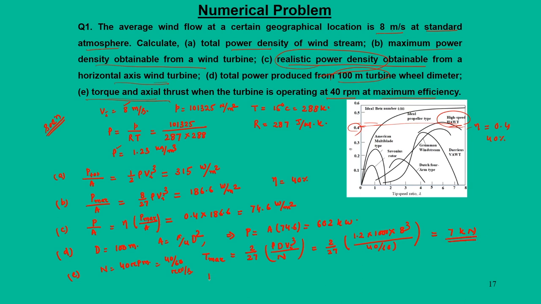And the last term is the maximum axial thrust, Fx max. This expression is written as pi by 9 rho D square Vi square. By inserting all the numbers we get 275 kilo Newton. So, let us try to understand the physics behind this. To produce a power of 600 kilowatt by a wheel diameter of 100 meters, we get a maximum torque of 7 kilo Newton meter. That means, for structural stability, the wind machine or horizontal axis wind turbine must have the ability to withstand a force of at least 275 kilo Newtons.